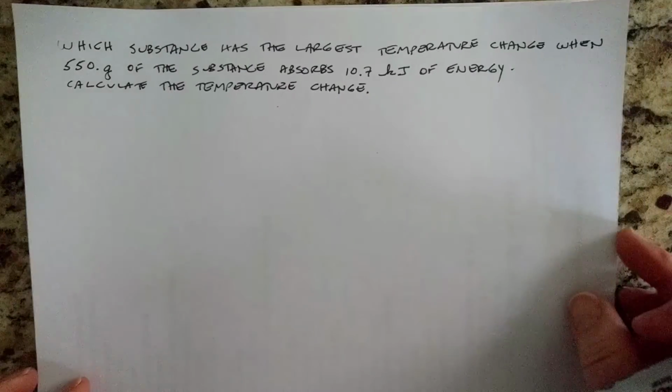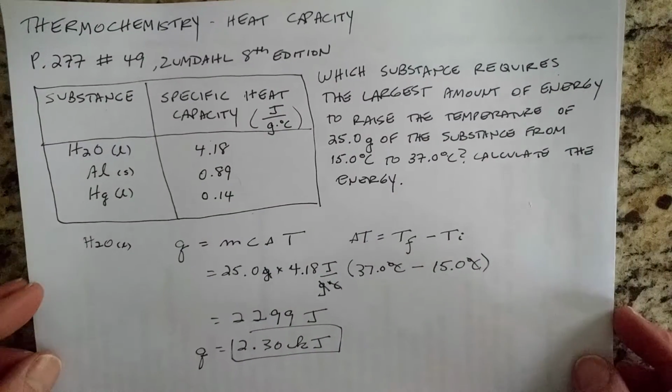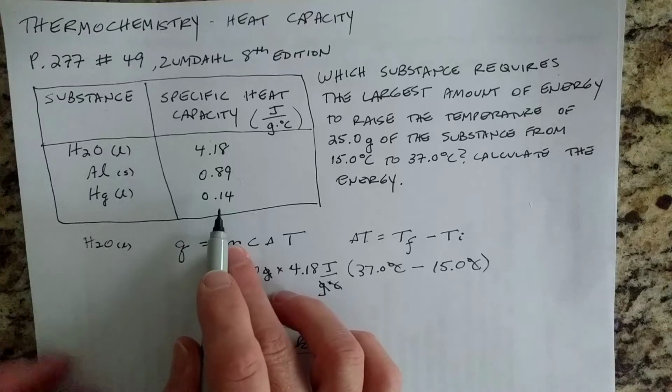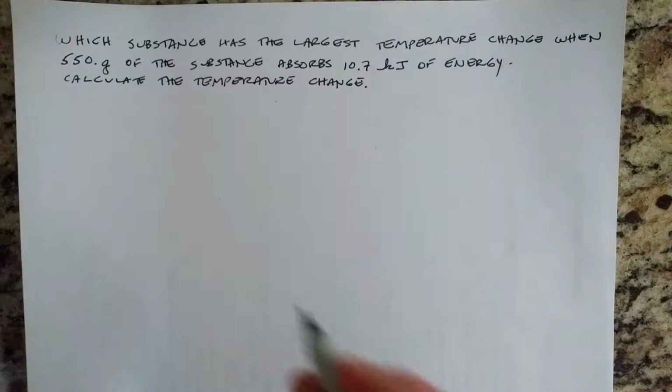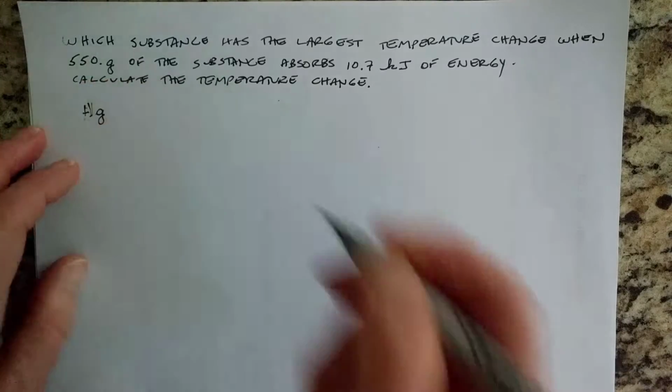And the second part of the problem, it says which substance has the largest temperature change when 550 grams of the substance absorbs 10.7 kilojoules of energy. Calculate the temperature change. So now the substance with the least heat capacity is the substance that's going to have the largest temperature change. So that would be liquid mercury at 0.14. So our answer here is Hg.